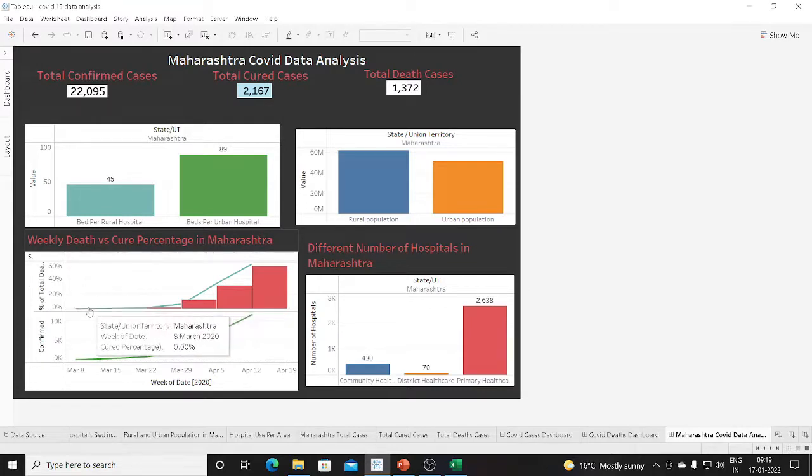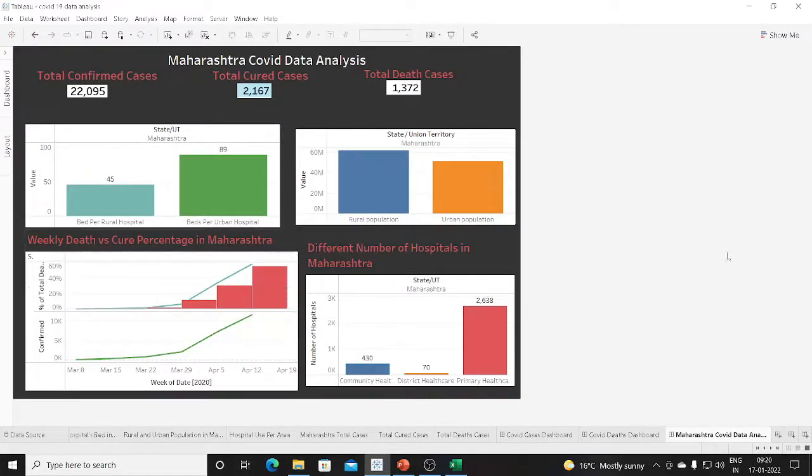So you can see that there was a trend, and the data started to increase from March 2020. From March, the number of deaths started to increase, and there is also a cure percentage. So I have used a dual axis here. This is for the death percentage, and this is for the cure percentage. You can see the death percentage is 58.38% in the tooltip, and the cure percentage is 55%. There are fewer cured cases compared to death cases. So that was a very bad time for Maharashtra. And you can see the confirmed cases started to increase, as well as the deaths.